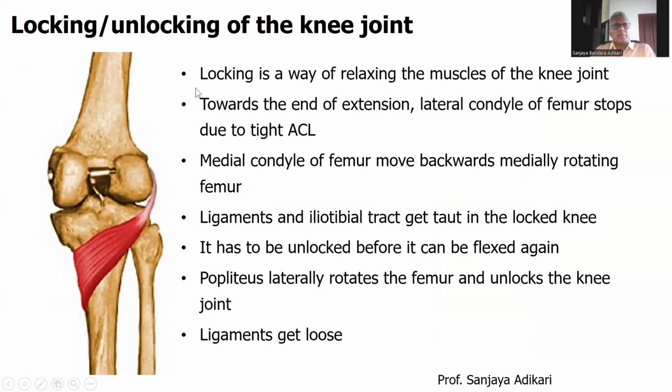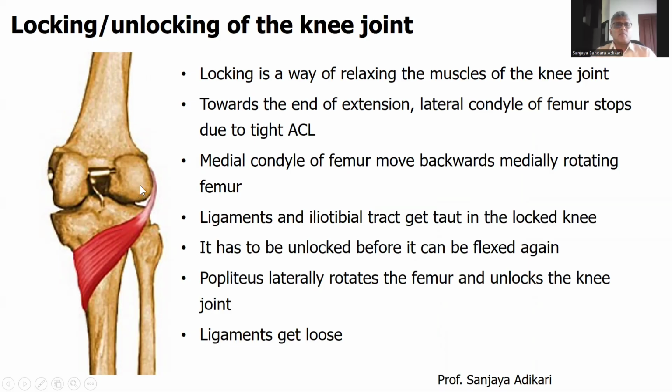So what happens in locking and unlocking of the knee joint is, in short, locking is a way of relaxing the muscles of the knee joint, like the quadriceps muscle. Towards the end of extension, you can call it a slight hyperextension if you want, the lateral condyle of femur. Now you have two condyles. This is the lateral condyle and this is the medial condyle.